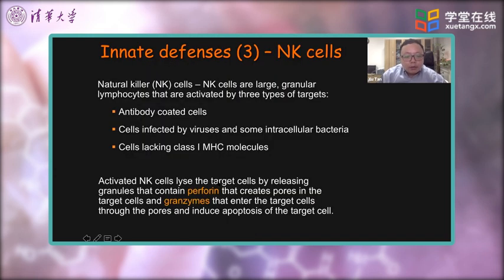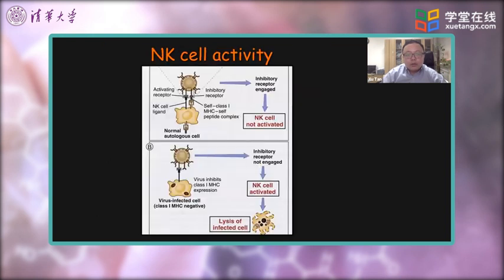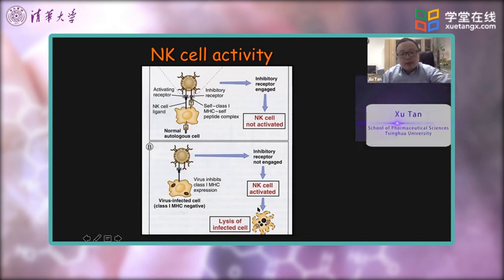When NK cells are activated, they can release granules that contain the protein called perforins that can actually create pores in the target cells. As shown here, when the NK cells are activated, they can release perforin into the target cells, leading to the lysis of the target cells.